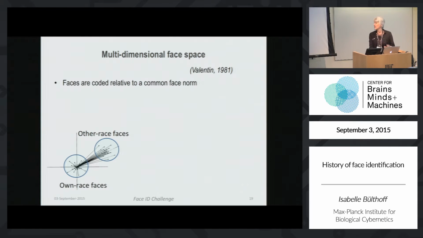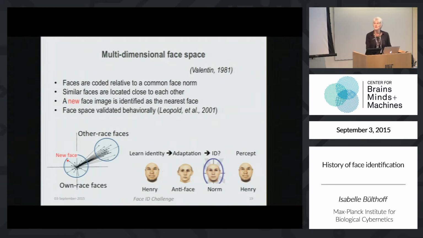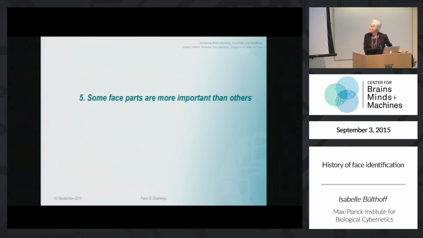And the idea is that any face is coded relative to this face norm, and that similar faces are located close to each other. And so when a new face comes onto our retina, it would be placed in this face space, and it would be identified as the closest face that's encoded there, if it's close enough. And this idea of a norm-coded face space has been validated behaviorally, but I will skip the explanation about how that was done.